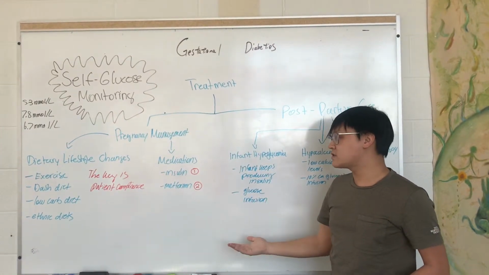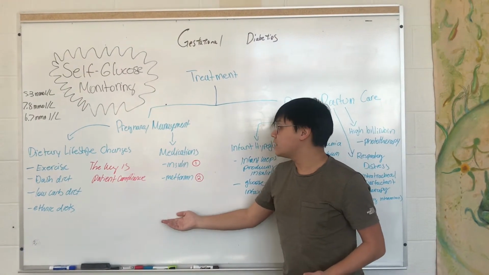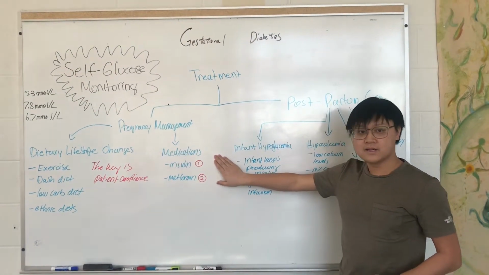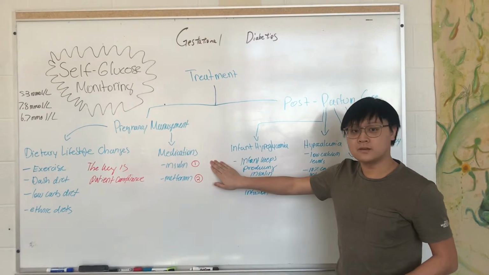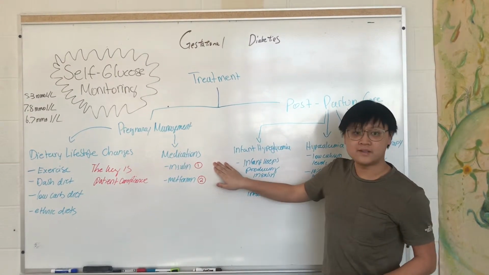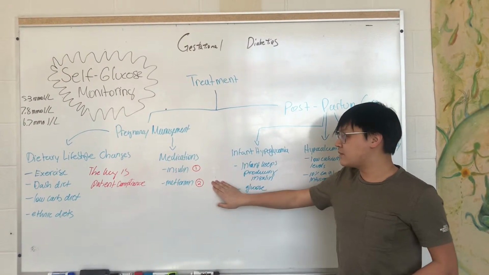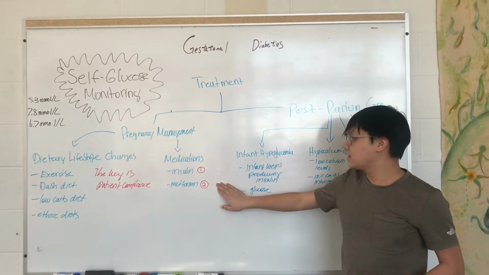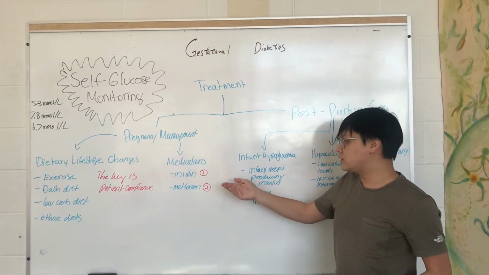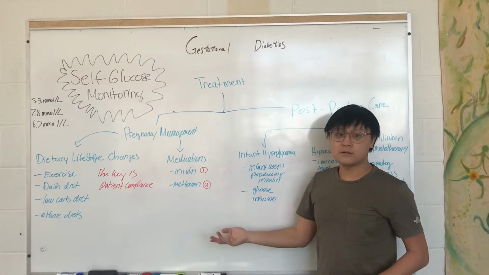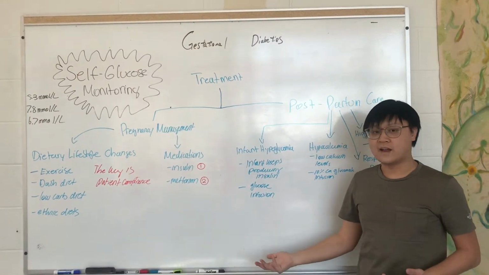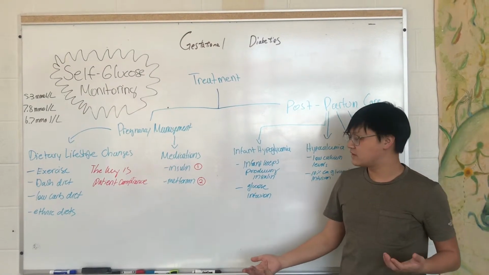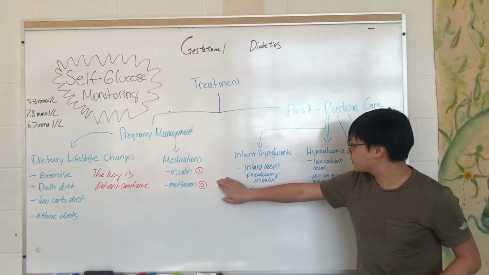So if you can't manage it with just dietary and lifestyle changes, we can do medication as well. So insulin is the first thing recommended for patients with gestational diabetes. This is because there's a chance that metformin or other drugs pass through the placental barrier. So we don't want to do this, so we do insulin as a first priority. However, new research has found that metformin is a viable, safe alternative as well, with not very much effect.